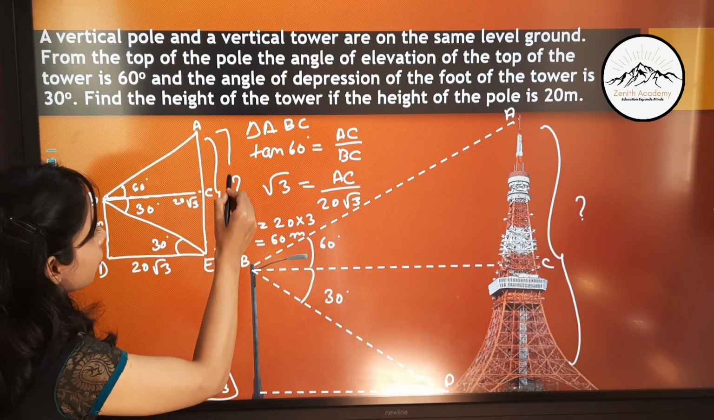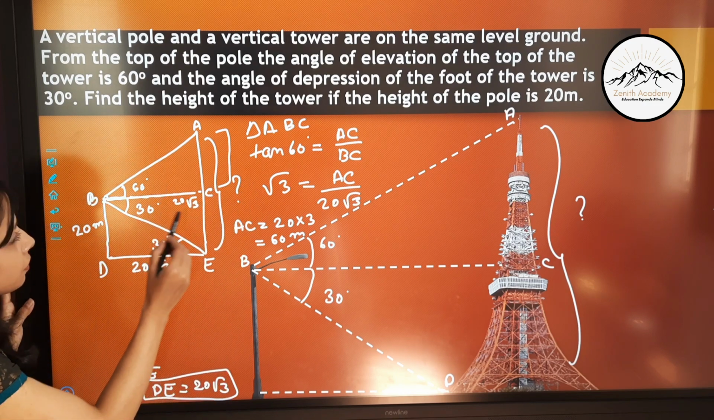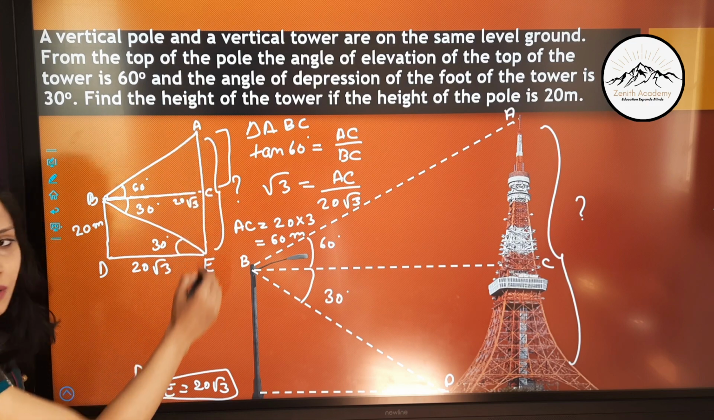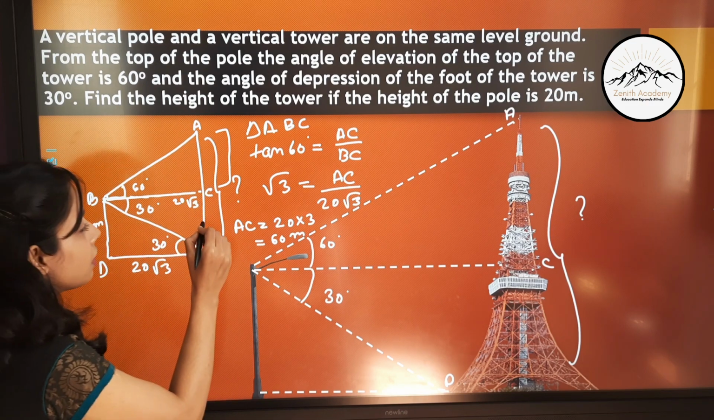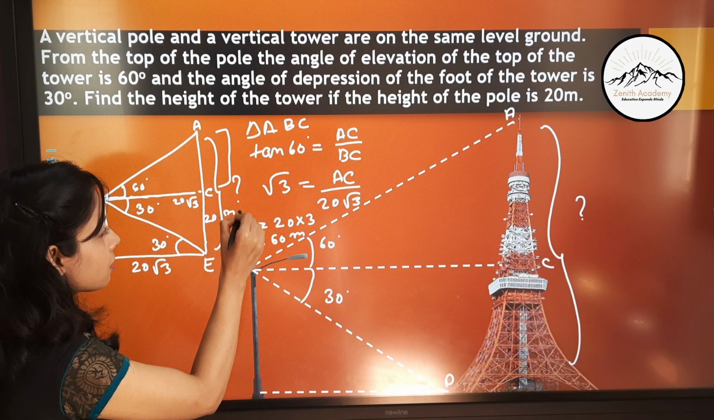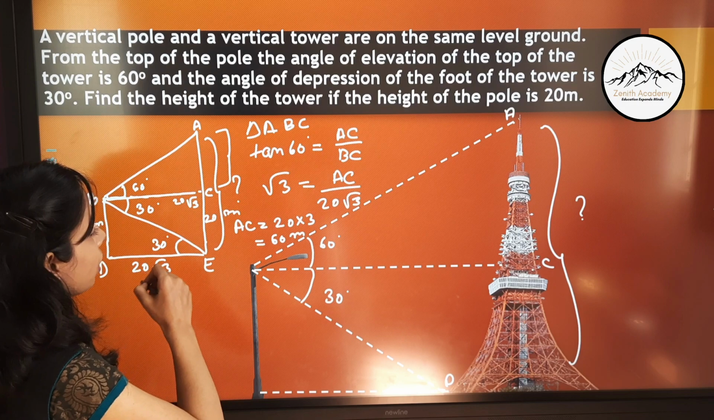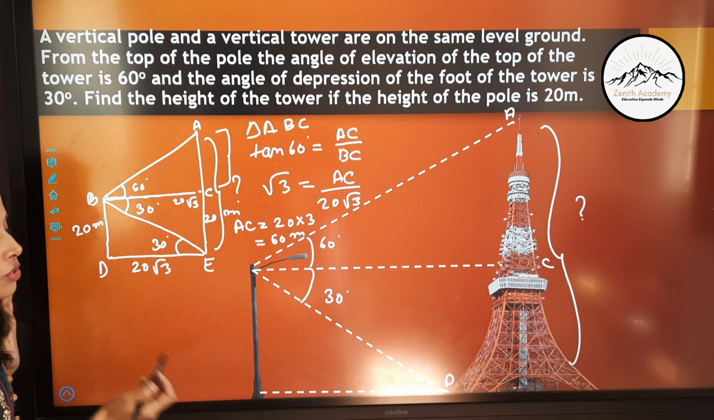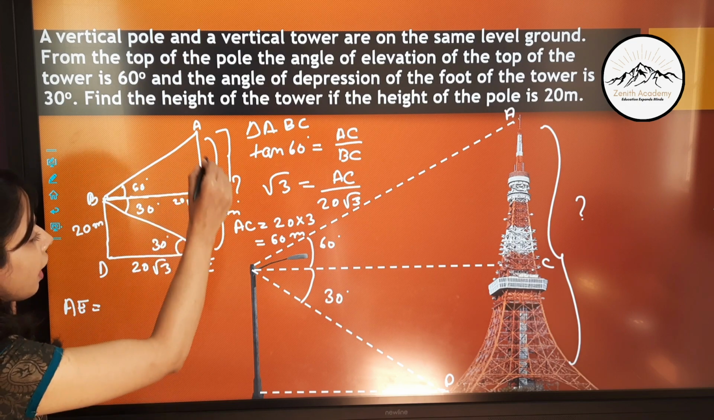Now, we found out AC and we need to find this whole value of AE. Okay, and CE will also be equal to 20 meters, right? Now, this is 60 meters we found out and this is 20 meters. So, now AE is easy. AE is what? AC plus CE.